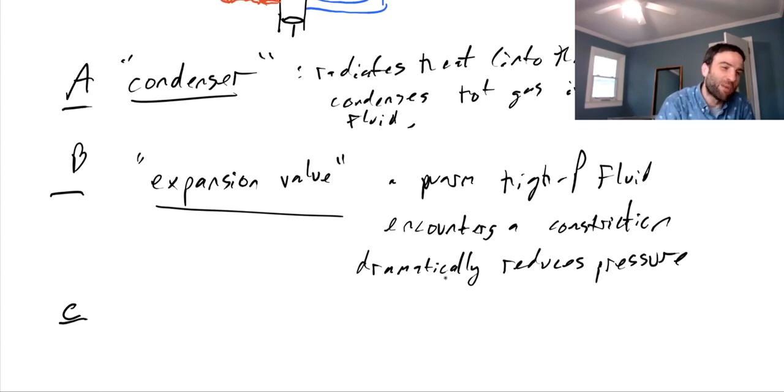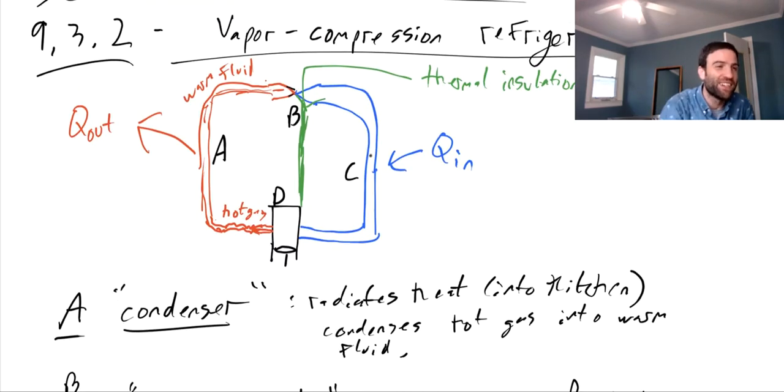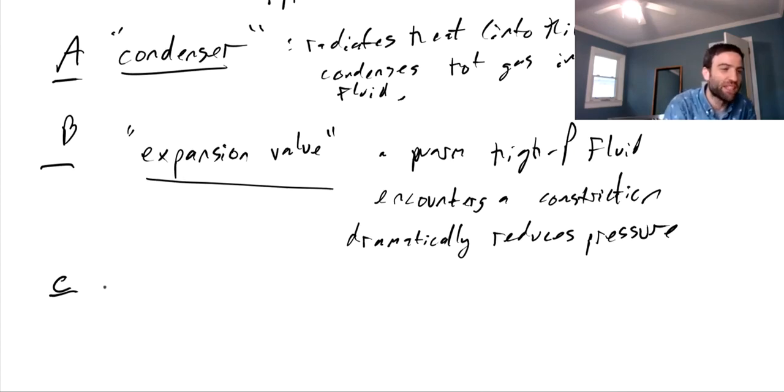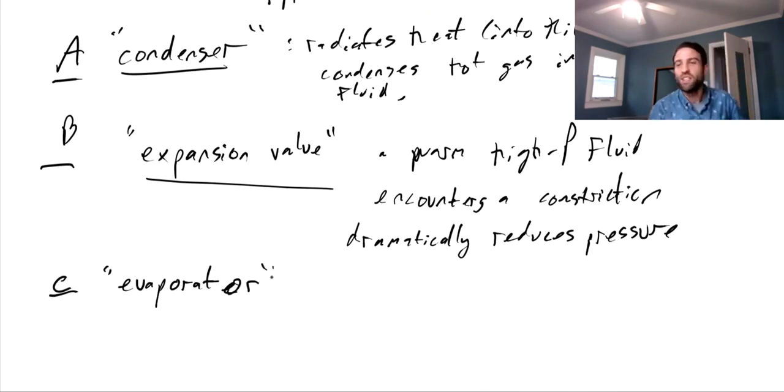I'll talk about what that means in part C, this part of the cycle as well. So what happens when you dramatically reduce the pressure? Part C of this cycle is called the evaporator. Because of the lower pressure, this warmish fluid suddenly finds itself above the temperature at which it will naturally evaporate. Now, we haven't really discussed why there's a connection between the pressure of a liquid and the temperature at which it will boil, but it's true.